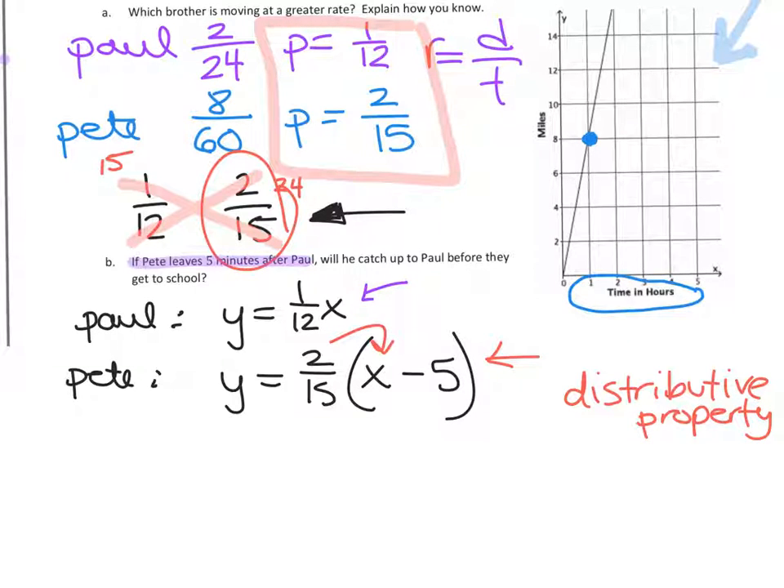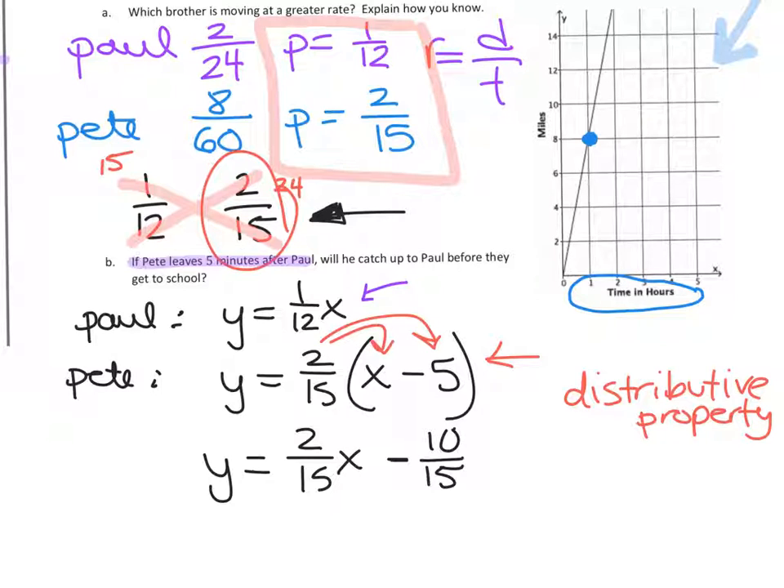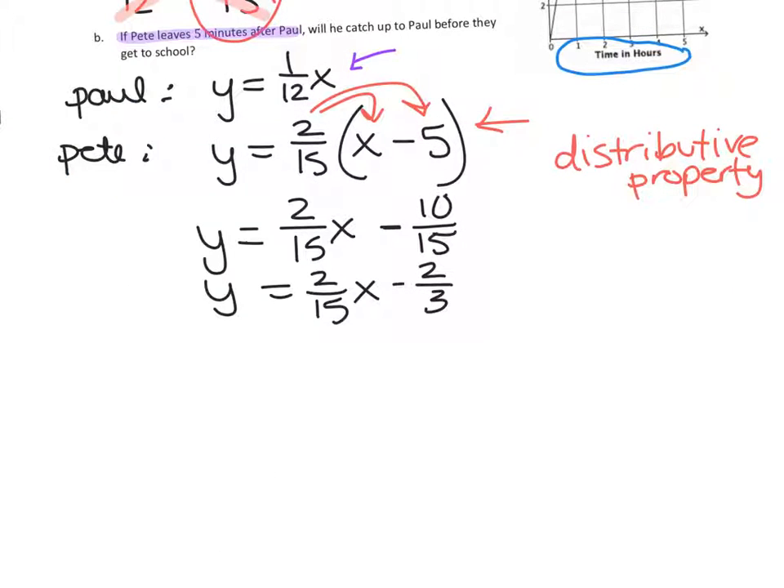Distribute the 2/15 to the x and the 2/15 to the -5. So that will give me y equals 2/15 x, right? Nothing happens there. Minus 2 times 5 is 10. And then the 15 just stays. Well, you could see, hopefully, that reduces. So y equals 2/15 x minus 2/3. That's the equation we're actually going to be working with.